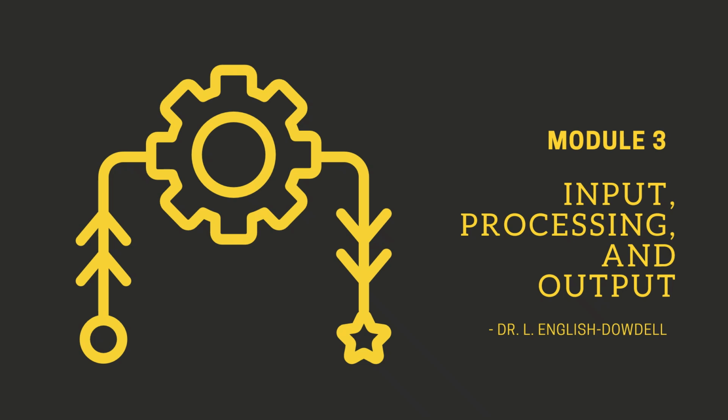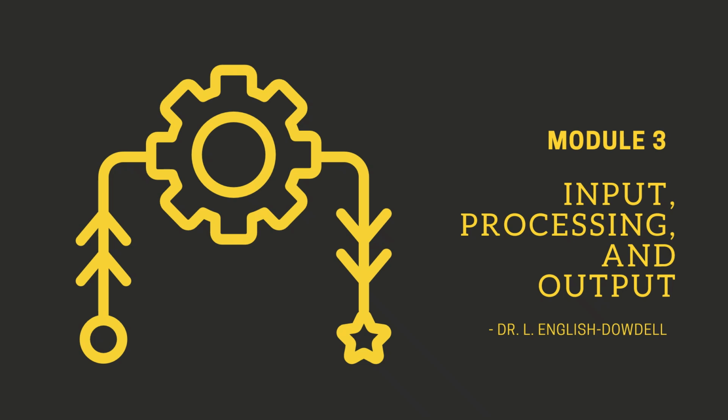Welcome to Module 3 of our Programming Logic course. So far, we've been laying the foundation for how computers work and how we as programmers communicate with them. But today, we're going to discuss one of the most fundamental ideas in programming, the IPO model. It stands for Input, Processing, and Output.